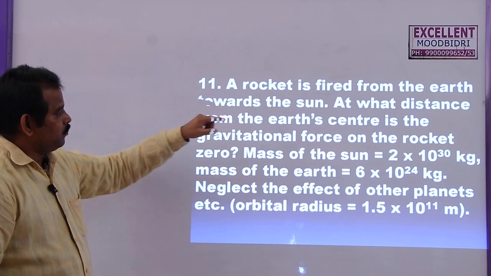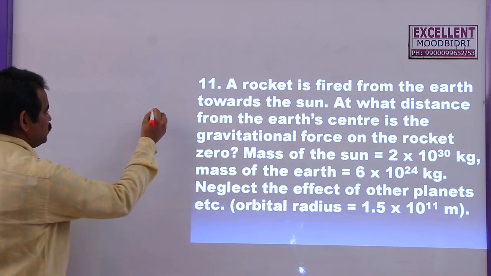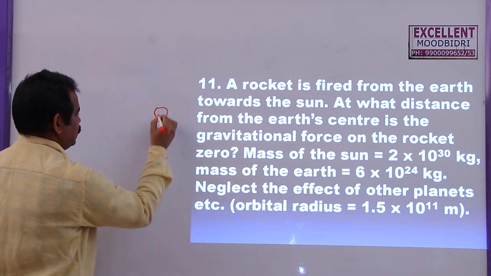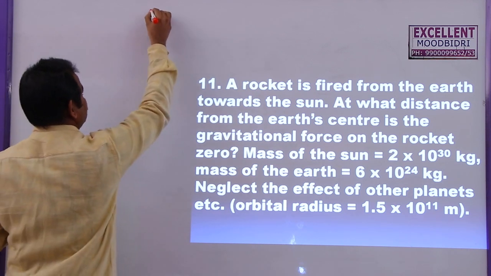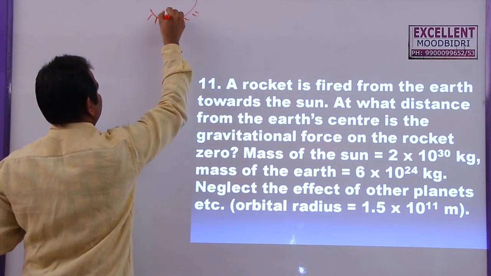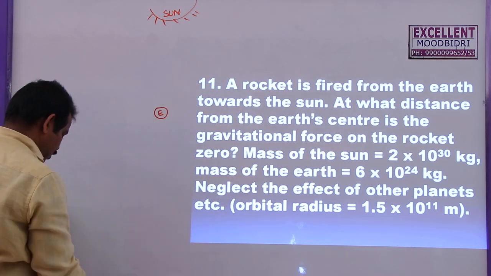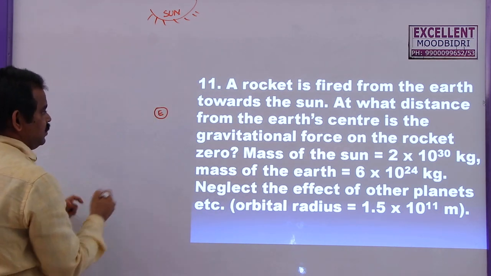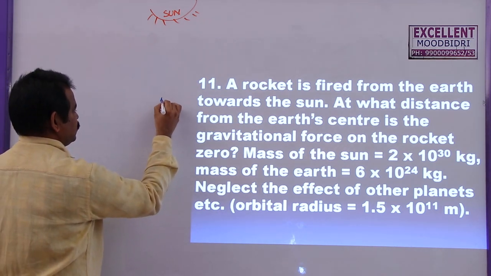A rocket is fired from the earth towards the sun. So this is our earth and this is the sun here. So one rocket is fired from the earth towards the sun in this direction. So this is the rocket.